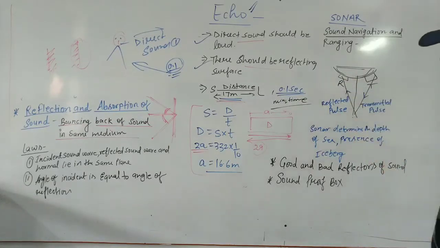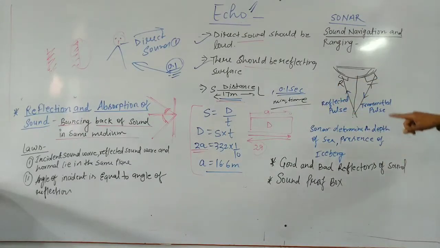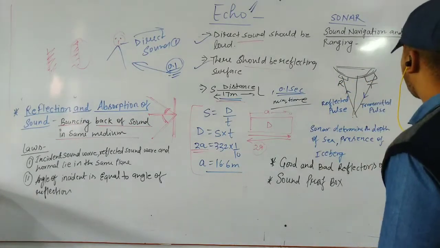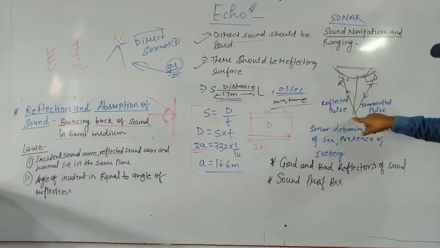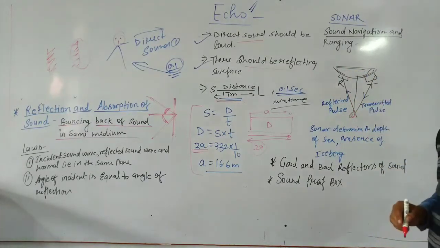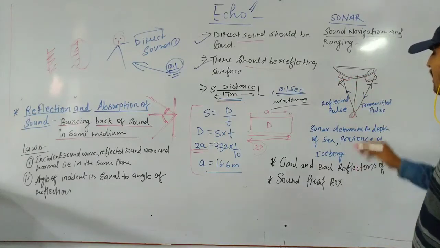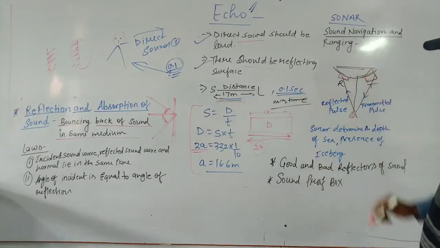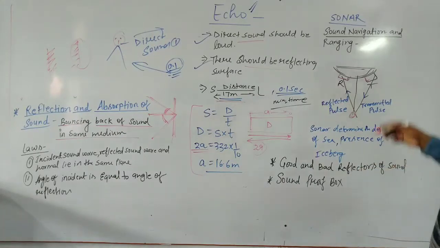So here there is a system in which two objects are fitted: a reflecting surface and a transmitted pulse. When the waves strike the obstacle, they will be transmitted on the transmitting surface. This is the transmitter and this is the receiver. So the reflected pulse will go and be absorbed by this receiving surface. Okay? So this is the concept of sonar.